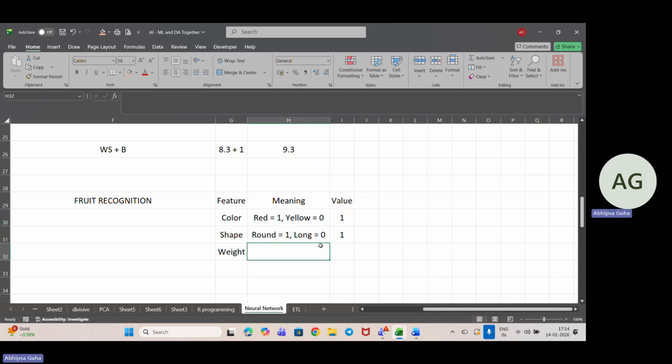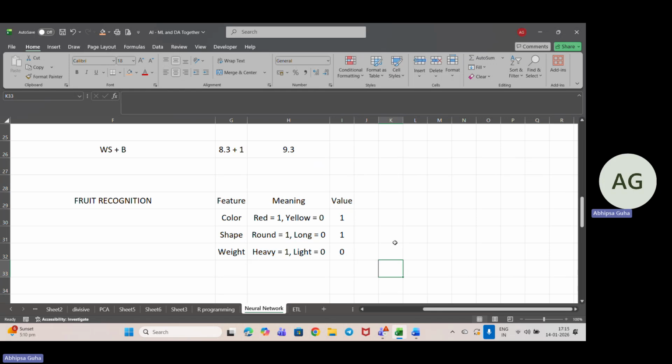Weight is heavy, that is equal to 1, and light, that is equal to 0. And the value is 0. That means it is light. Okay, so color is red, shape is round, weight is lighter.